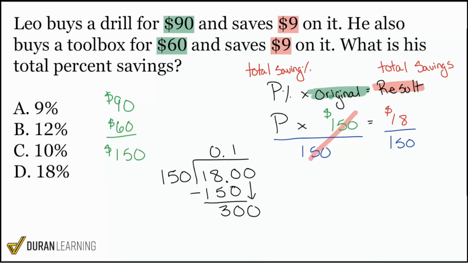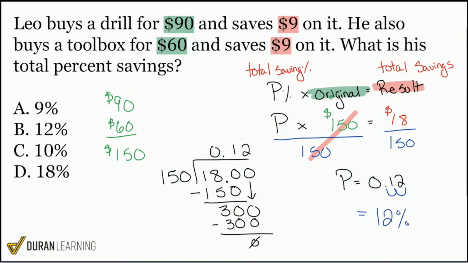A little bit of mental math says that'll be twice. 15 times 2 is 30. So 150 times 2, yeah, that'll be 300. So there's our 2. No remainder left. And we have a clean division, 0.12. To turn that into a percentage, we are going to move that decimal place twice to the right. And that's going to give us our total percent savings as 12%.